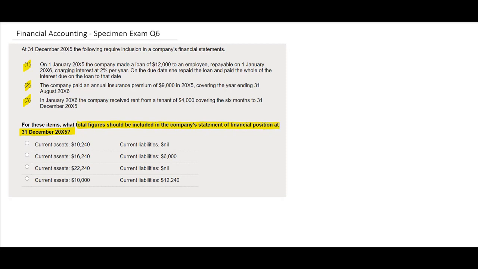For the first issue we need to look at, it says that on the 1st of January 20X5, the company made a loan of $12,000 to an employee and it was repayable on the 1st of January 20X6 with interest at 2% per year. We can see that we are currently looking at the 31st of December 20X5, and so this loan was repayable straight after our year end. We can set up a working for this answer.